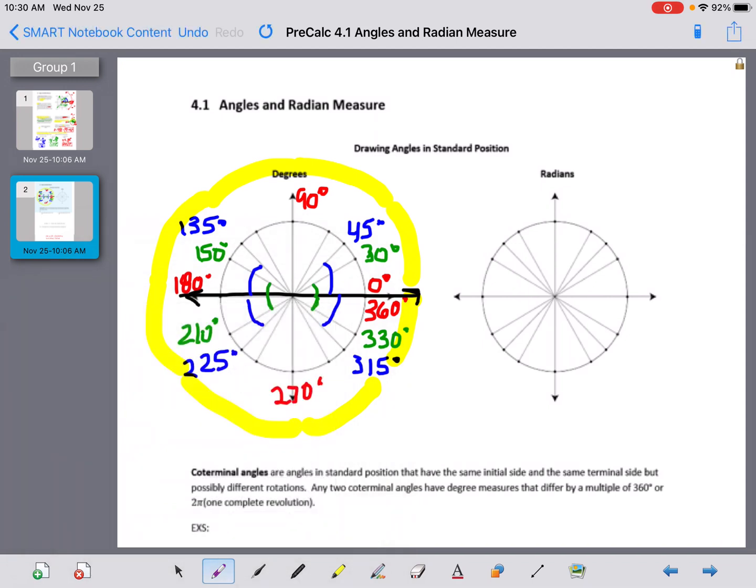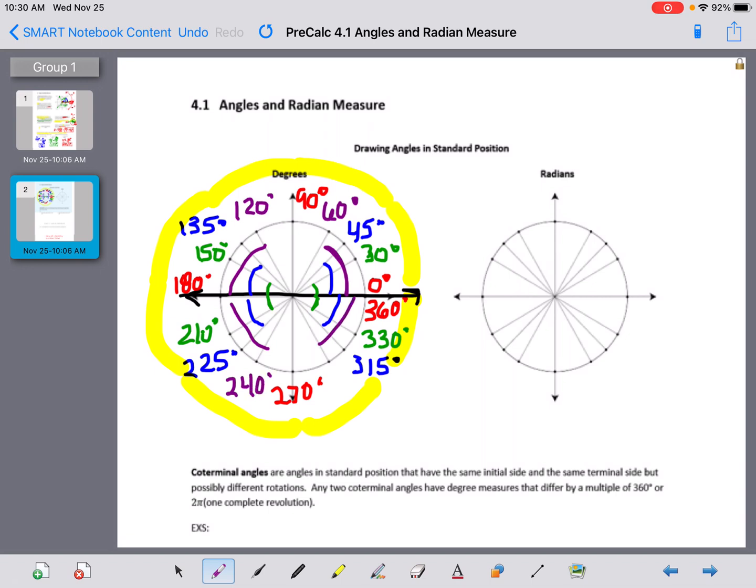I need a new color. So again, off the x-axis, this angle right here is 60 degrees off. So everything is 60 degrees off the x-axis. As I come to this one, 180 minus 60 takes me back to 120. 180 plus 60 takes me to 240.